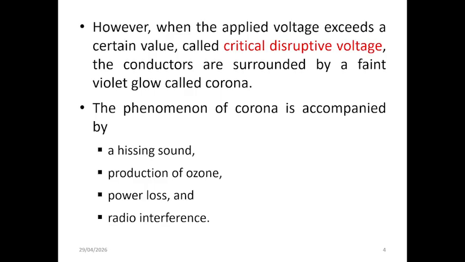When the applied voltage increases beyond a specific limit known as the critical disruptive voltage, the electric field around the conductors becomes strong enough to break down the insulating property of air. As a result, the air molecules around the conductor become ionized, and the conductors are surrounded by a faint violet glow known as corona. This phenomenon is not only visible but is also associated with several noticeable effects.